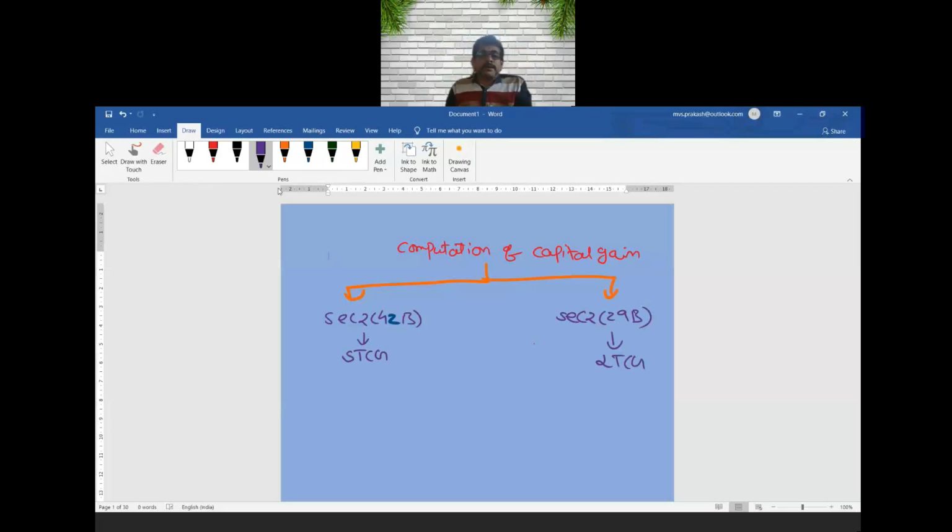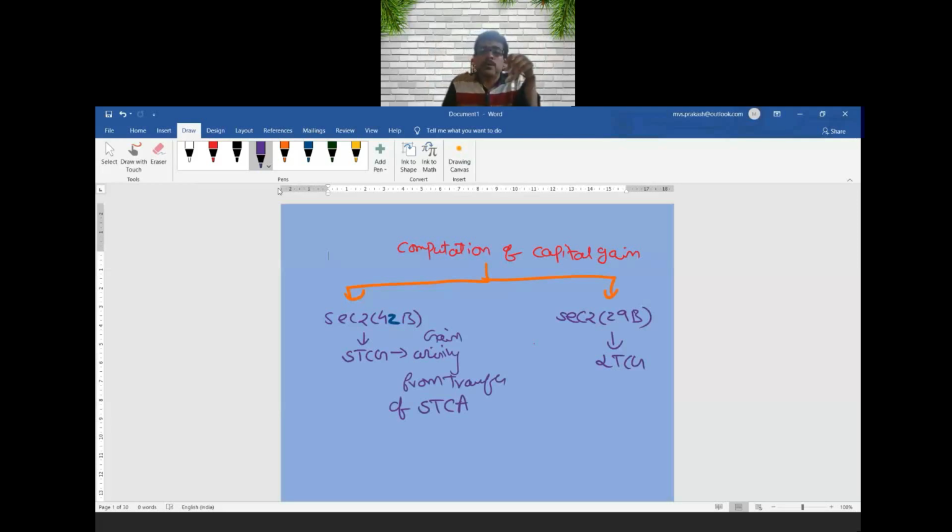Now what does the section say? That section is very simple. It says short term capital gain arising from transfer of short term capital asset. It purely gives a definition of short term capital gain. Any sort of gain arising from transfer of short term capital asset, we call short term capital gain, as per section 2 subsection 42 clause B.